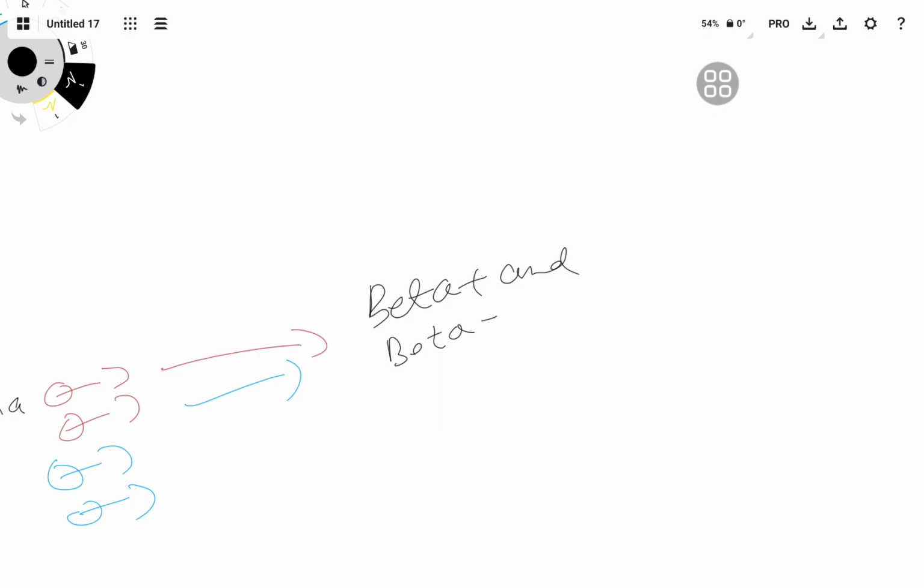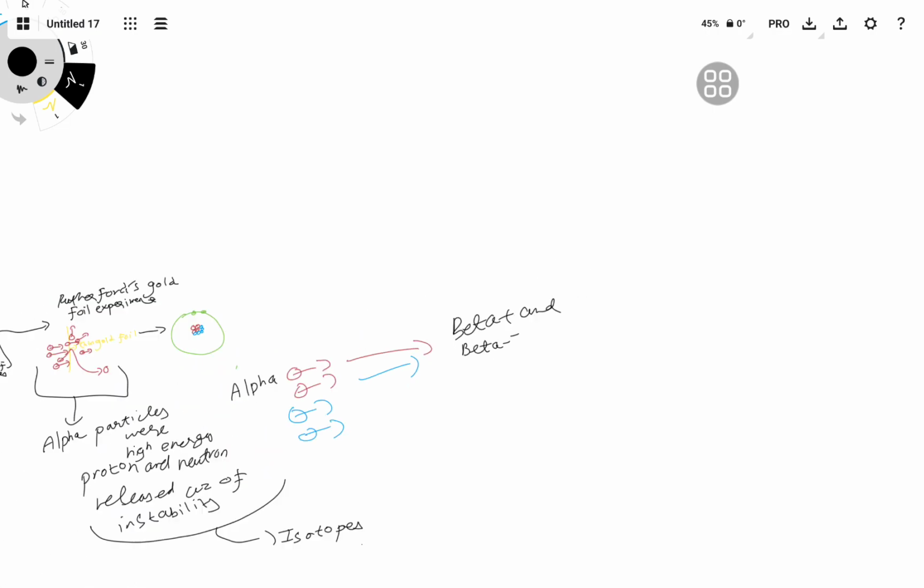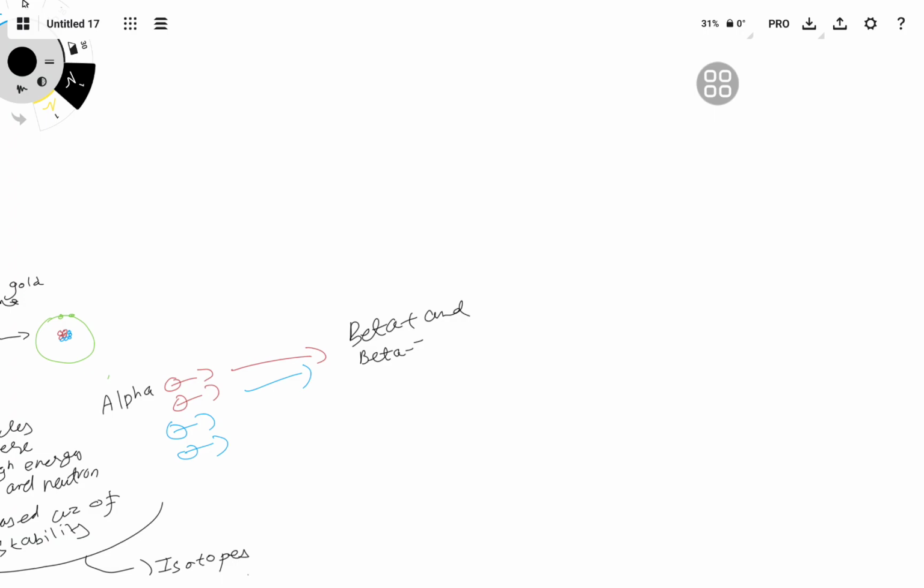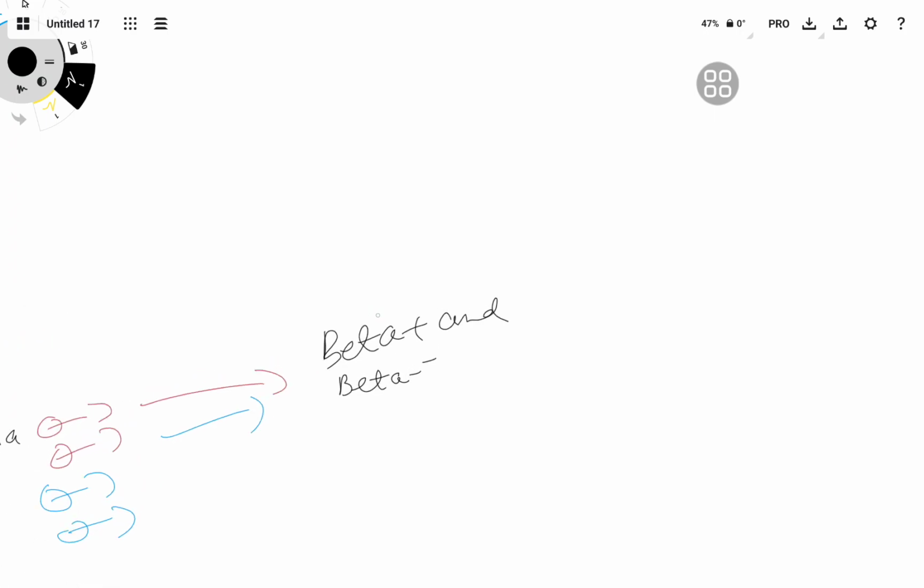Beta positive and beta negative. So beta positive basically, a neutron turns into a proton, so the atomic number is reduced.